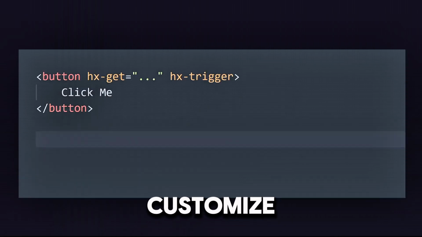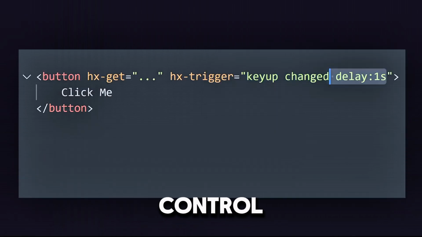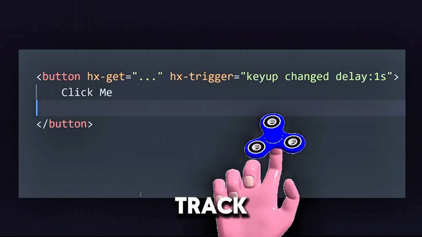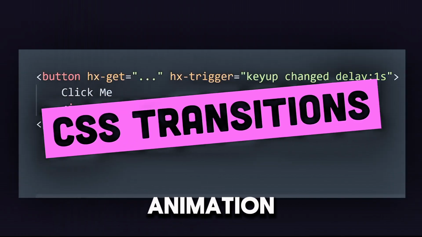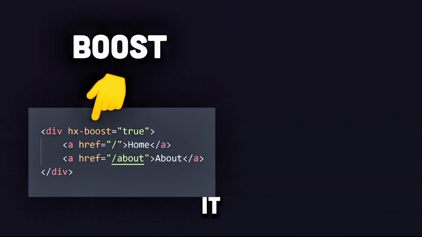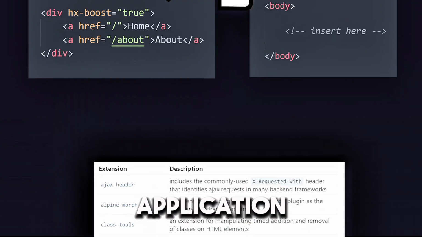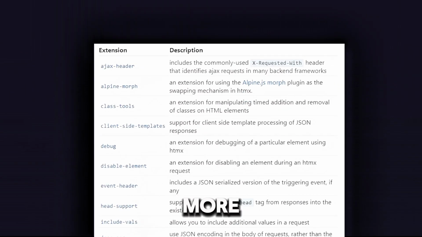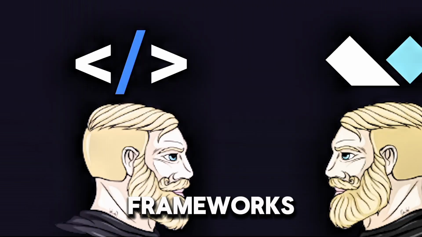It can also customize the event on which it's triggered, along with modifiers like delay and throttle to control the way the request is sent. It keeps track of the loading state so you can show a spinner, applies CSS transitions for animation, and builds on the HTML validation API to validate forms. It even has a client-side router called Boost that can make any traditional web application feel like a faster single-page application. And it also includes extensions for more advanced features like WebSockets and integrations with other HTML frameworks like Alpine.